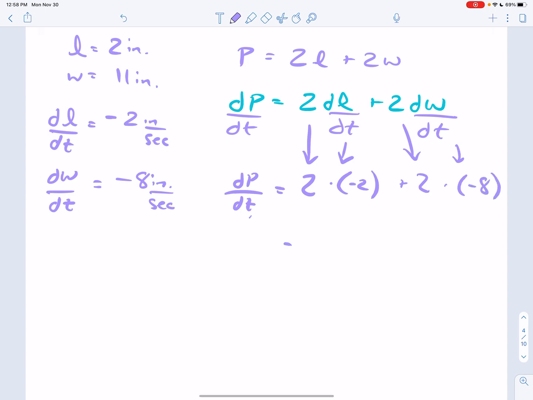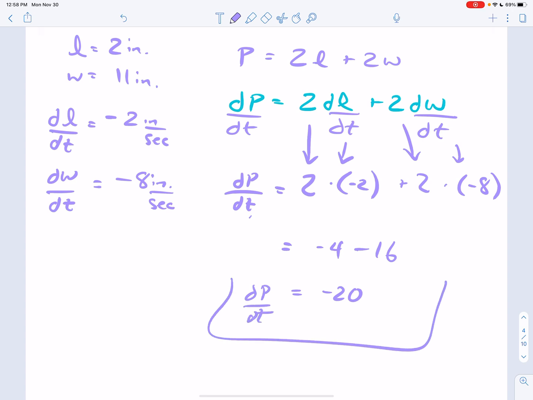Okay? This comes out to negative 4 minus 16, which is negative 20 inches per second. Okay? Which means that the perimeter is decreasing at a rate of 20 inches per second. Decreasing because you ended up with a negative answer, okay?